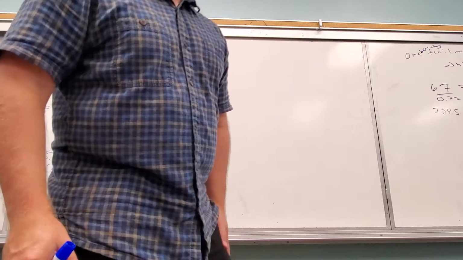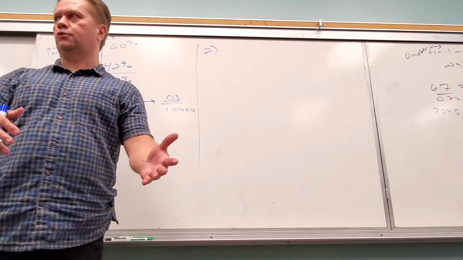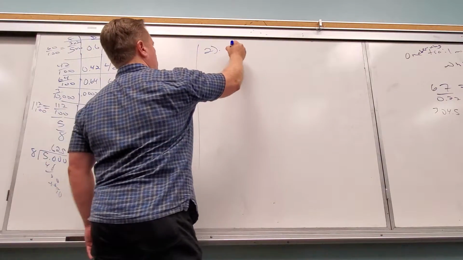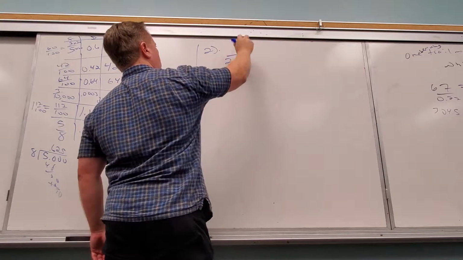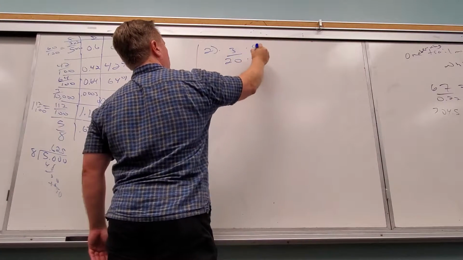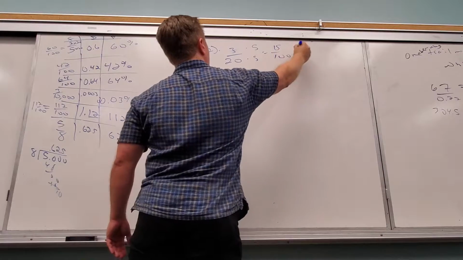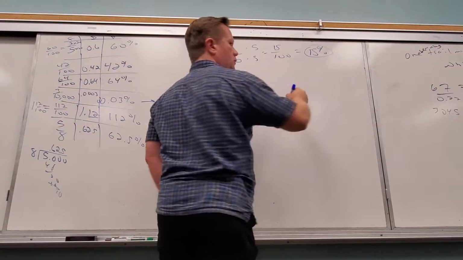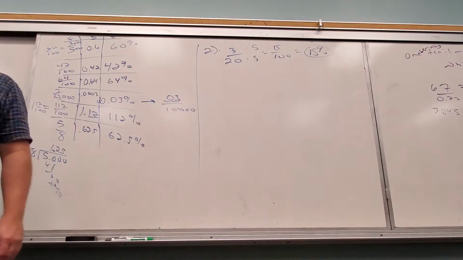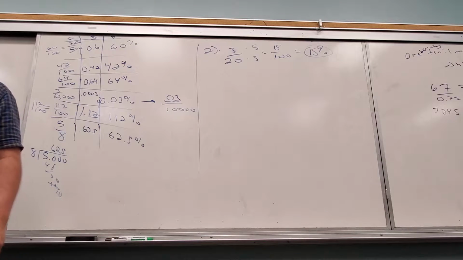So it should be what out of what? 3 left-handed out of 20 total. And then how do I make that into a percentage? Make the bottom 100? Yep. 15 out of 100, so 15%. I like it.